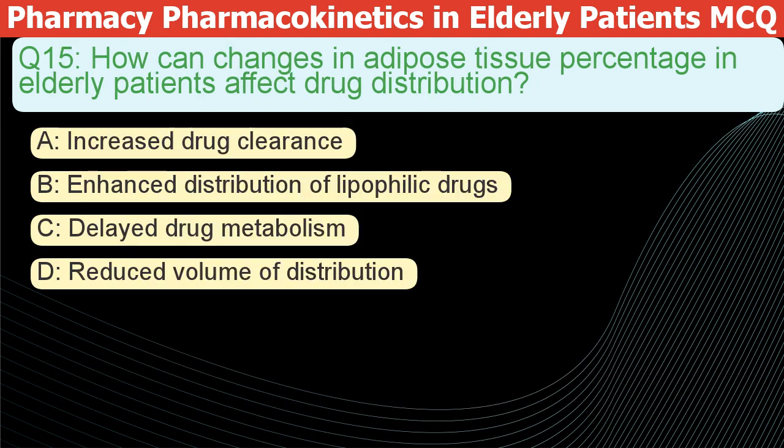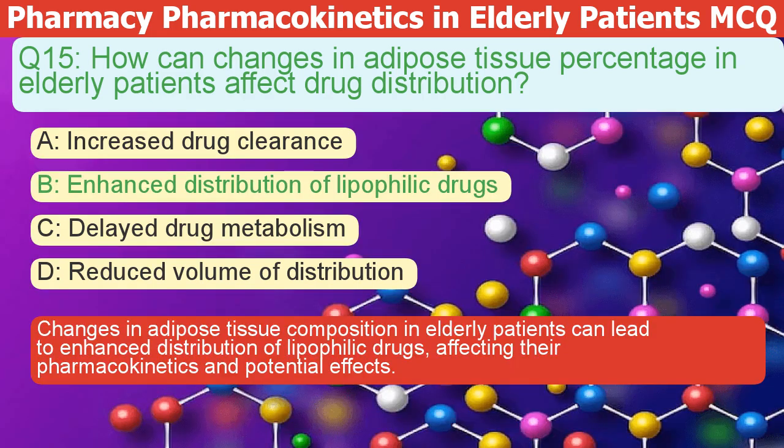How can changes in body fat percentage in older adults affect how their bodies process medication? A. Increased drug clearance. B. Enhanced distribution of fat-soluble drugs. C. Delayed drug metabolism. D. Reduced volume of distribution. The correct answer is B. Changes in adipose tissue composition in elderly patients can lead to enhanced distribution of lipophilic drugs, affecting their pharmacokinetics and potential effects.